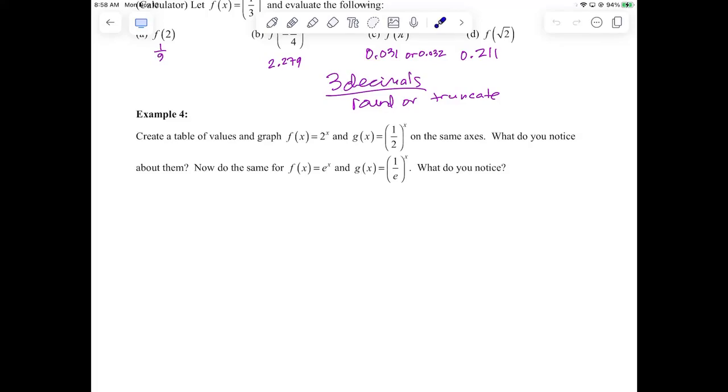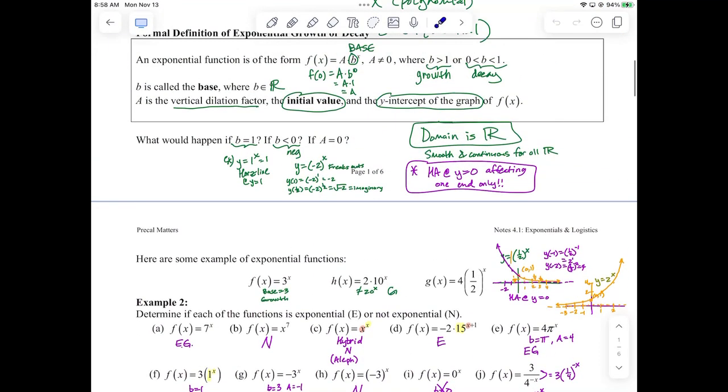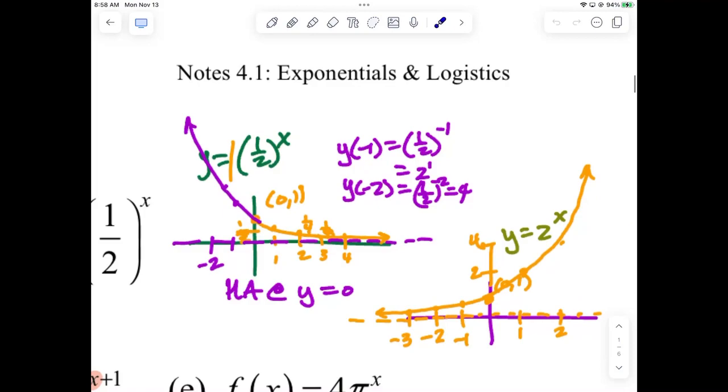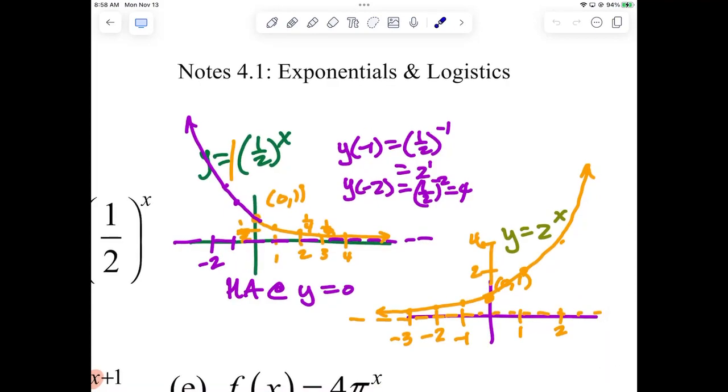Example 4. It says to create a table of values of 2 to the x and 1/2 to the x on the same axis. What do you notice about them? We kind of did that up here. We kind of did that right here. What did we say about 2 to the x and 1/2 to the x? How are they related to each other graphically?